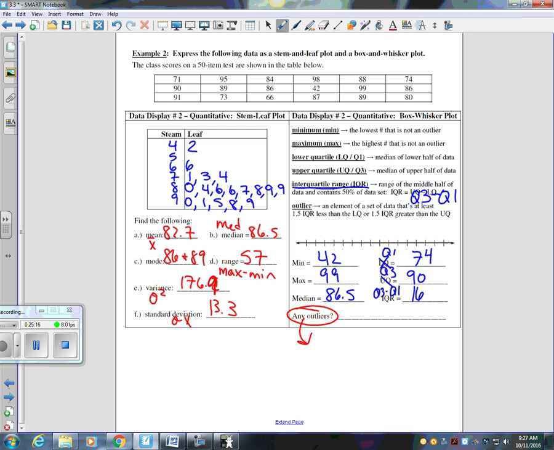To get the outliers, you have to find out what the boundaries are. Here's how you do this. You do Q3 plus 1.5 times the IQR. And you have to do Q1 minus 1.5 times the IQR. So write that down. We're going to have to do those two things in our calculator. Those are the two formulas for outliers.